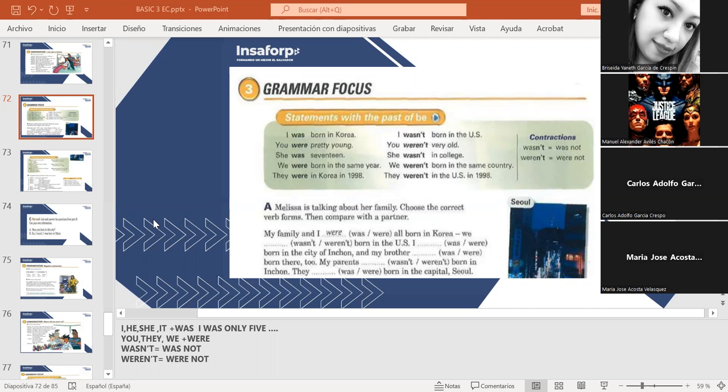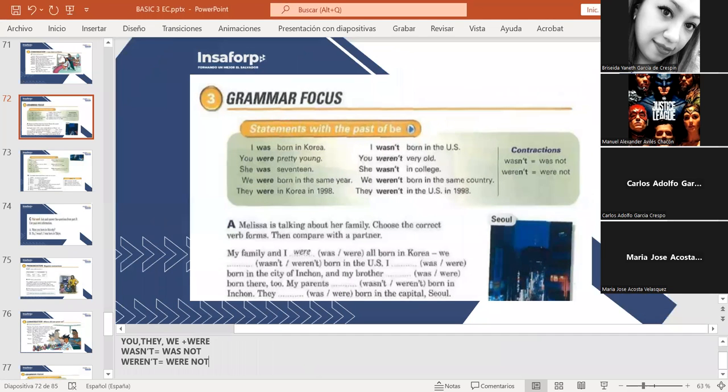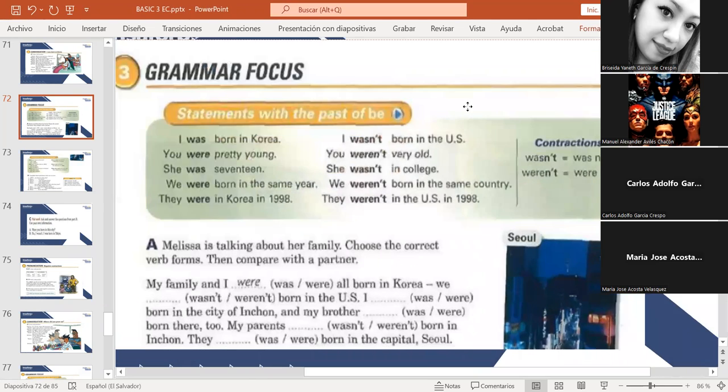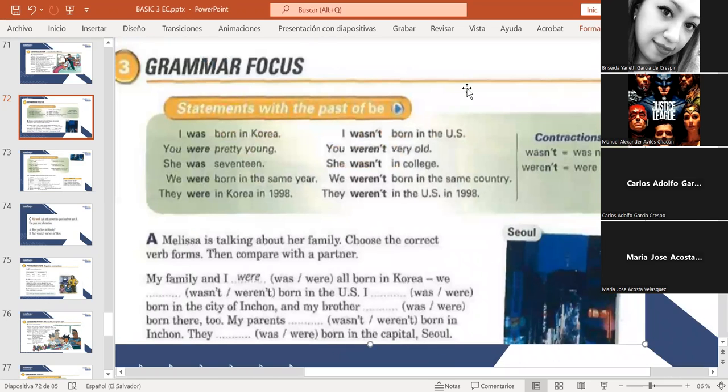¿Qué vamos a hacer, dijo teacher? Complete the, it's not conversation, is donde dice Melissa. Melissa, yeah. Okay. Y lo puede hacer un poquito más grande. Yes. Porfa. Is it okay? Okay. Good. Melissa is talking about.